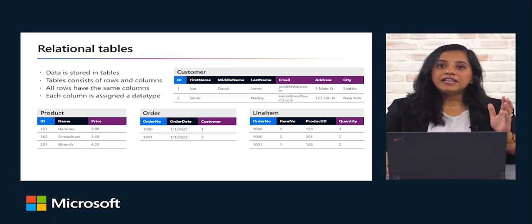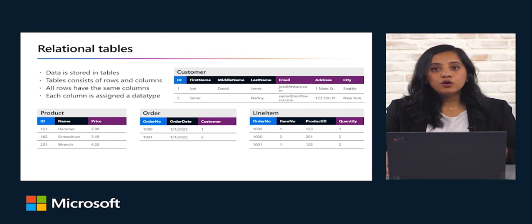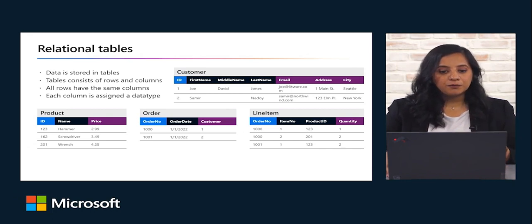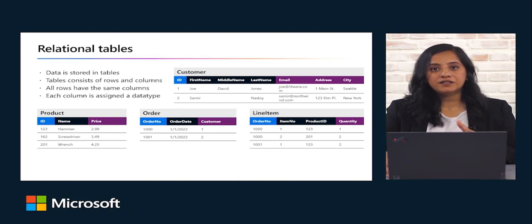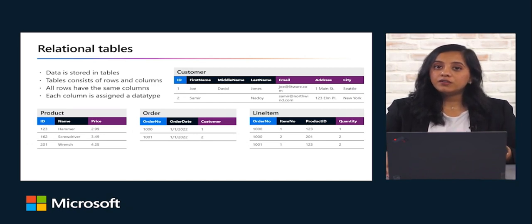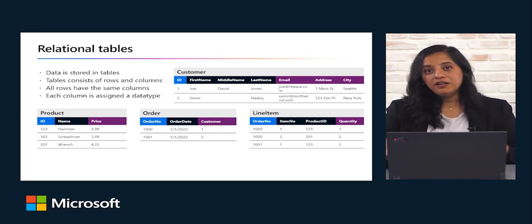For example, in this table of customers, there's no middle name for the customer named Samir. Also, these customers are identified by unique primary keys, which is ID in this case. This key is used to reference the customers in other tables, like the order table, where the customer ID shows the order number and the order date by the respective customer. This model reduces data duplication because one table is able to reference another.